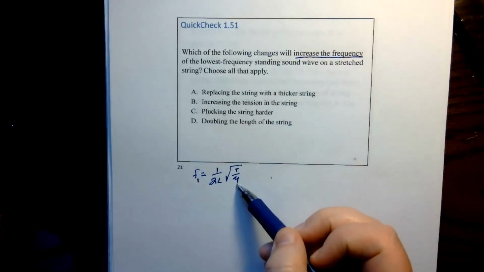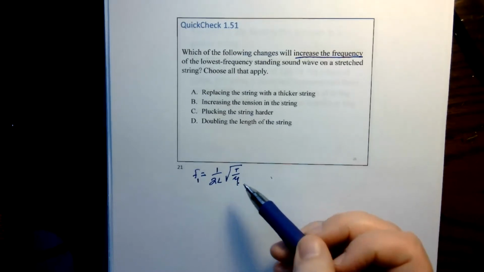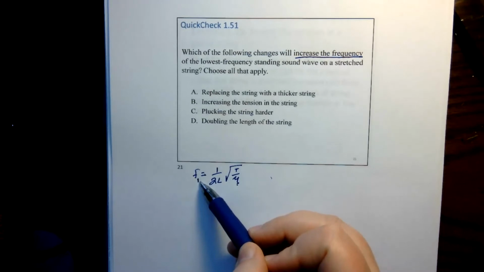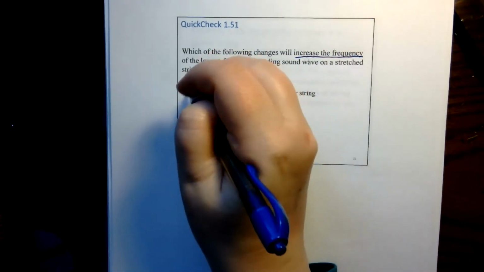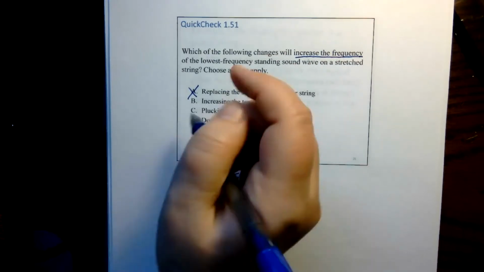If mu is bigger, I'm going to have 1 over a bigger number, which is going to make F1 smaller. So replacing the string with a thicker one will not give a higher frequency. What else? If we increase the tension, if T gets bigger, then F1 gets bigger. So B is definitely an answer.